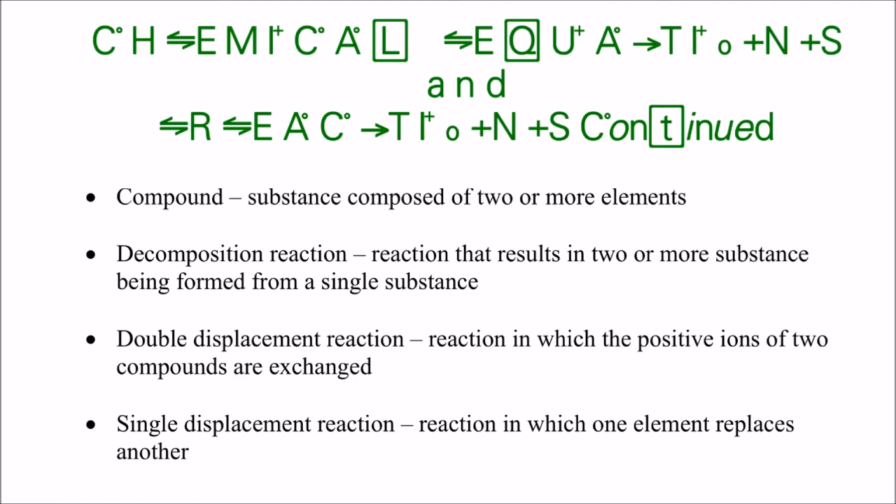Okay, a double displacement reaction, sometimes called a double replacement reaction, is one where the positive ions of 2 compounds are exchanged. That's why it's a double displacement, because 2 compounds switch their cations. A single displacement, or sometimes called single replacement reaction, is one where an element replaces another element.